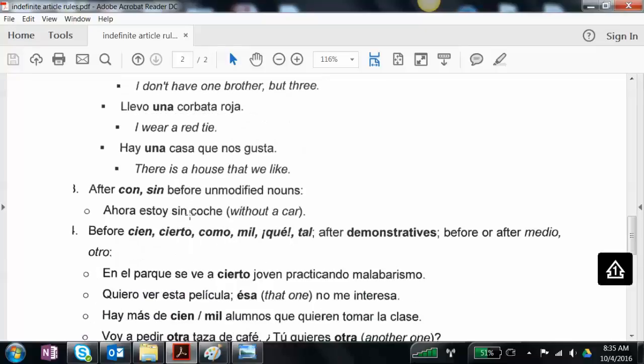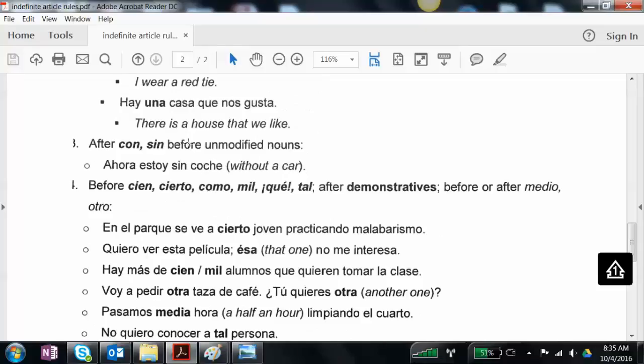After the prepositions con and sin, before unmodified nouns, we leave it out. So, ahora estoy sin coche, without a car. Like in English, we would put "a"; in Spanish, we leave it out after sin.